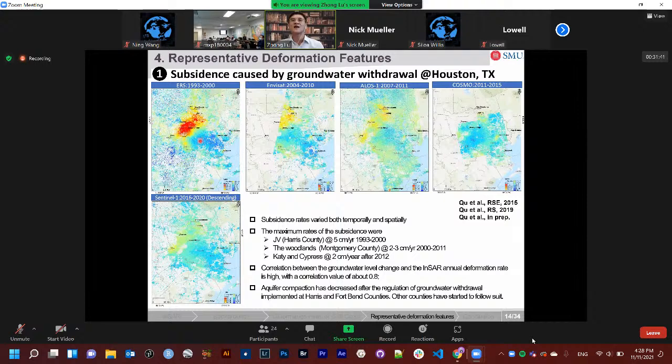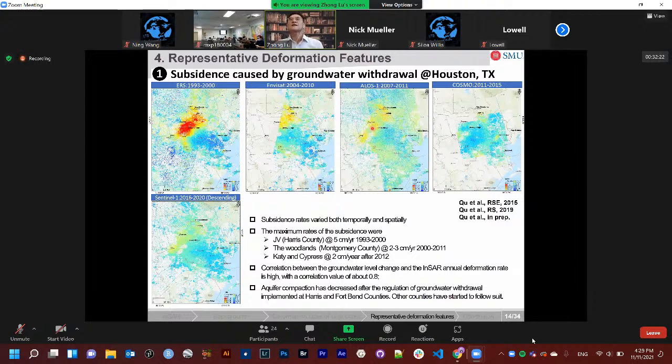Watch from here, this uplift, this centimeter or 2 of uplift is really because the water management districts, the groundwater districts, put in regulations, and therefore the subsidence is curbed. The regulation was first implemented at Harris and Fort Bend counties. Mike Turco is really an impressive, very outstanding manager on doing this stuff, and the other counties have started following suit.